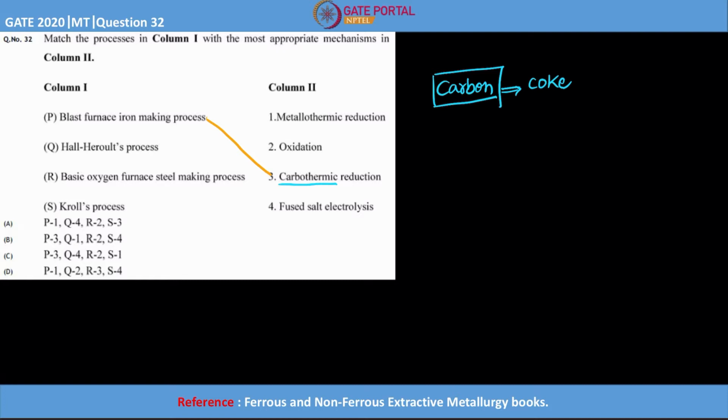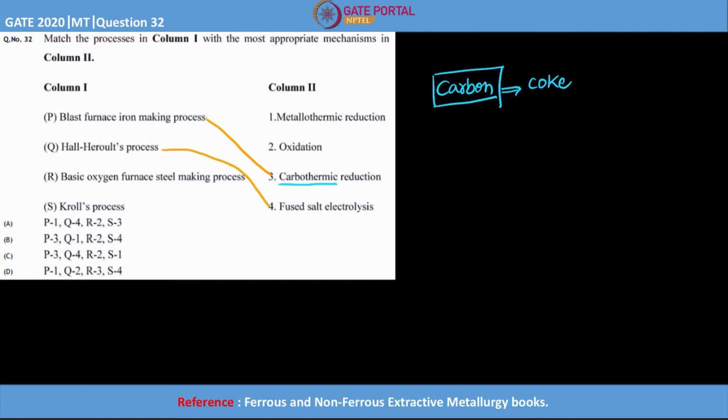What is the Hall-Héroult process? It is an electrometallurgical technique where we try to extract aluminium from alumina. Al2O3 is fused with something called cryolite. Cryolite is a salt which is used for various reasons, like decreasing the melting temperature and improving the conductivity of alumina, which is Al2O3. So the Hall-Héroult process is nothing but a fused salt electrolysis technique, which is option 4.